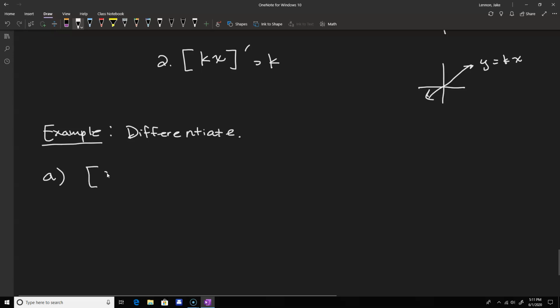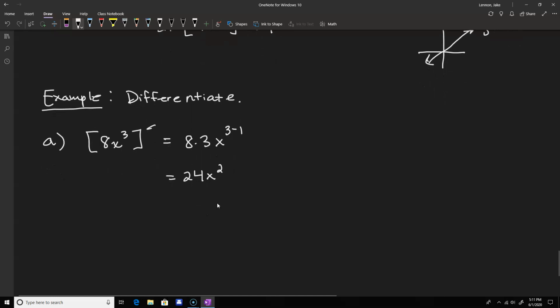So let's say we have 8x cubed. Again, we can essentially ignore the 8 and then just look at the x cubed. So what would you do with x cubed? Well, you would bring down the 3, and then you would do 3 minus 1 in the exponent. So the result would be 24x squared. This is by rule number 1, which we call the power rule. And technically by rule number 1 and number 2, because we could think of pulling that constant of 8 out.